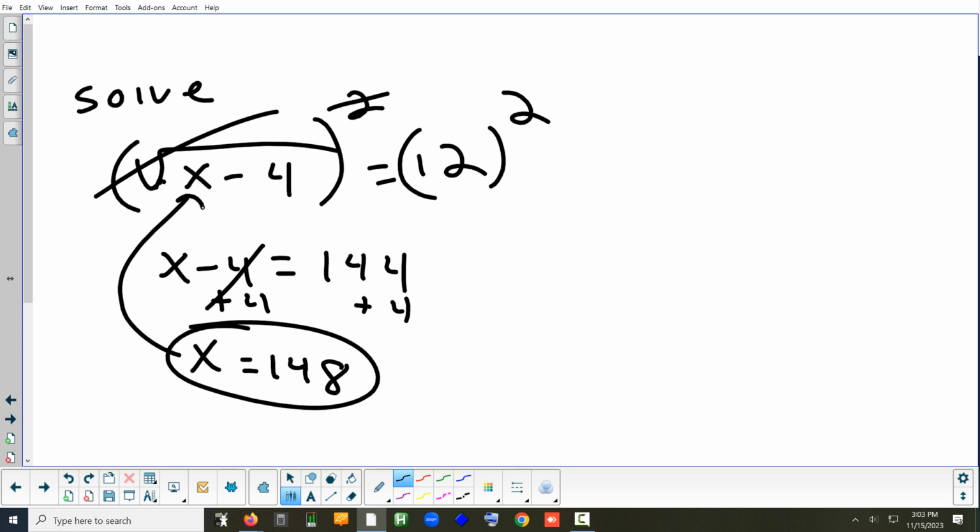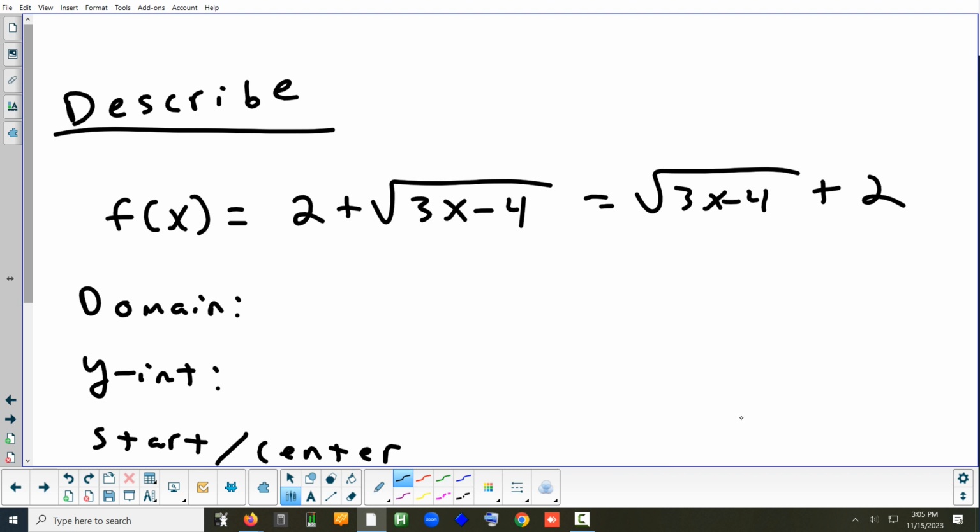Okay, any question on that one? Okay, so this one is a little different than the other radical one. They're not asking us to list the transformations. They're asking us to describe a few different things. The first thing is the domain. So I've written the function 2 plus the square root of 3x minus 4. Whether you put the 2 plus in the beginning or the plus 2 at the end, it's the same thing.